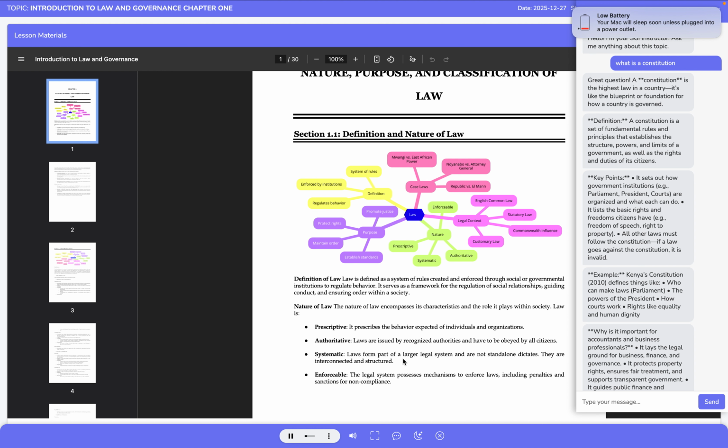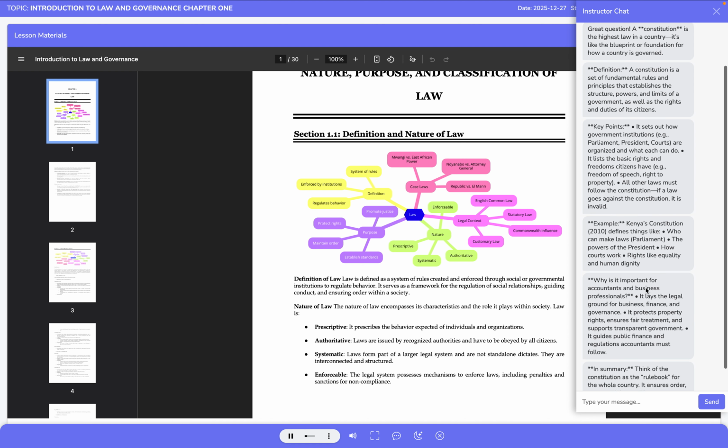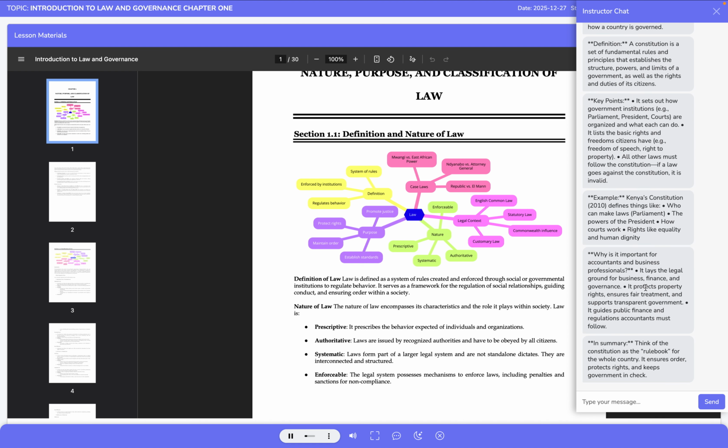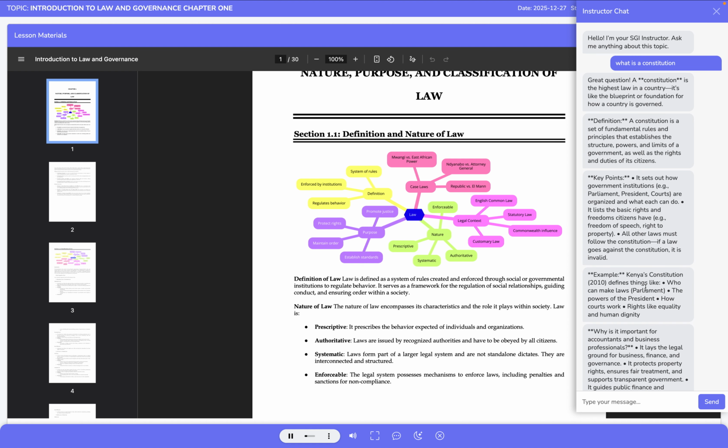An important aspect of law is that it regulates behavior through recognized institutions. These institutions include legislatures that make laws, courts that interpret and apply them, and enforcement agencies that ensure compliance. Law therefore differs from personal morality or social customs because it carries institutional backing and enforceability.